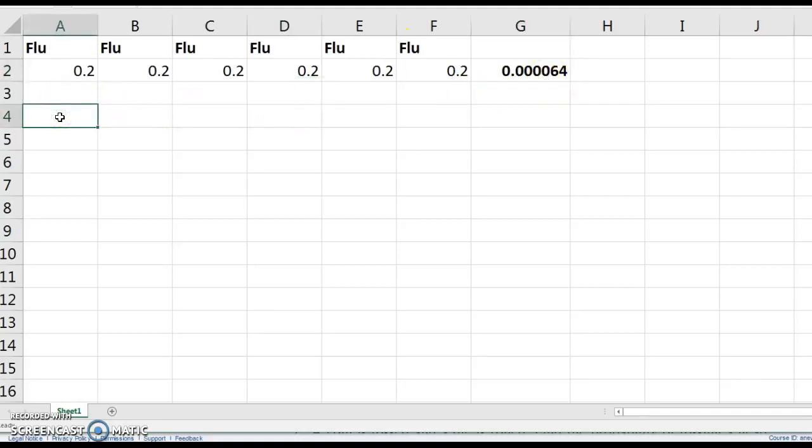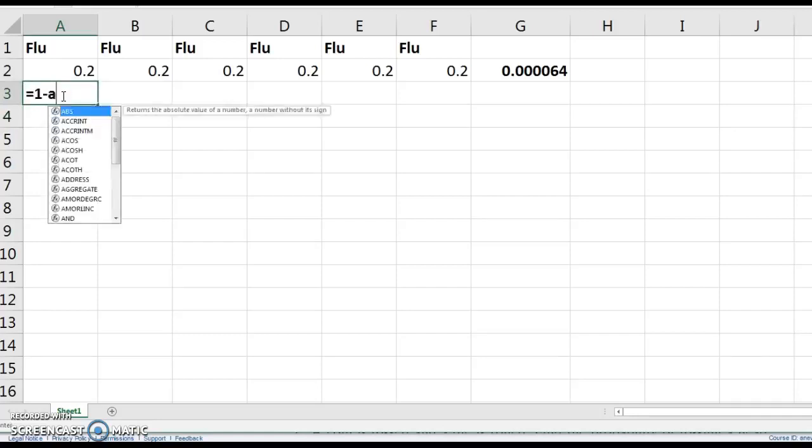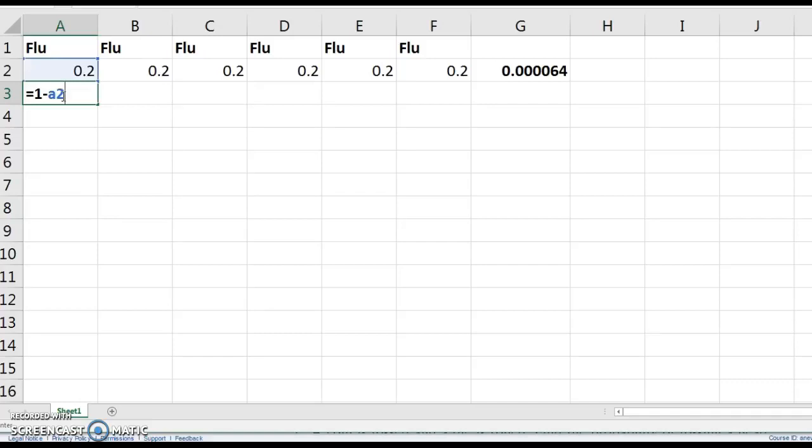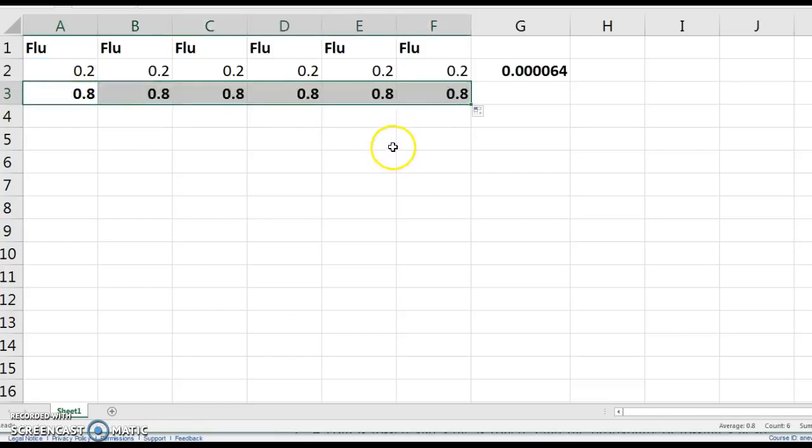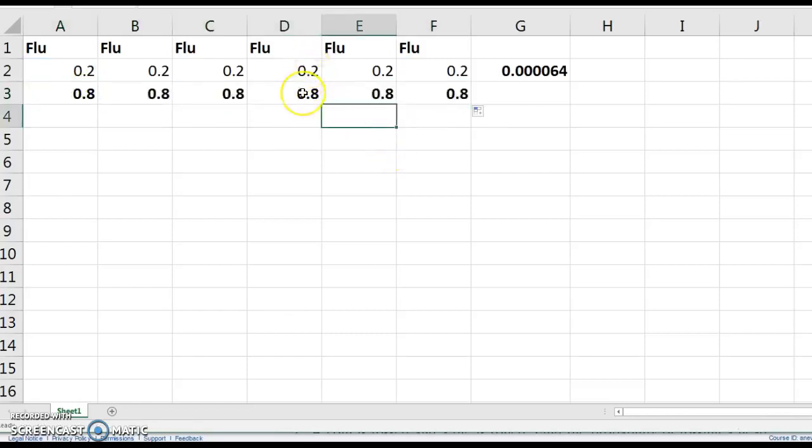Now, what's the probability that none of them have the flu? Well, if you think about that, if there's a 20% chance of having the flu, then that means there's a 1 minus 20% or 80% chance that you don't have the flu. All right, 20% chance you get the flu, 80% chance you don't. So the chances that nobody out of the 6 has the flu would be 0.8 multiplied by itself 6 times, or to the 6th power. Put an equal sign in front of that. And there's our calculations for the probability that none of them have the flu.